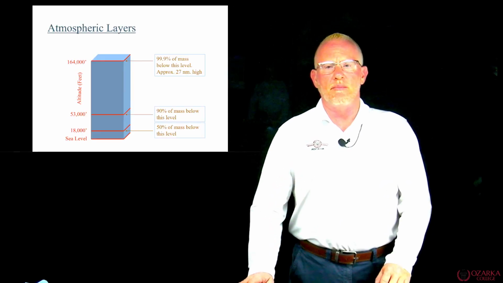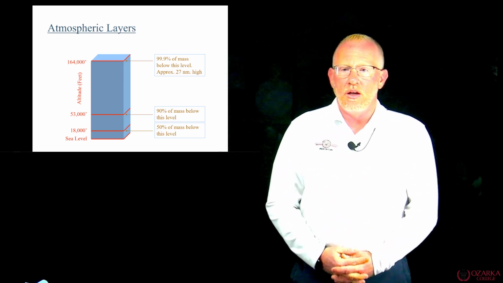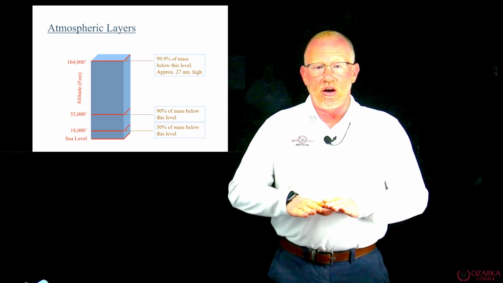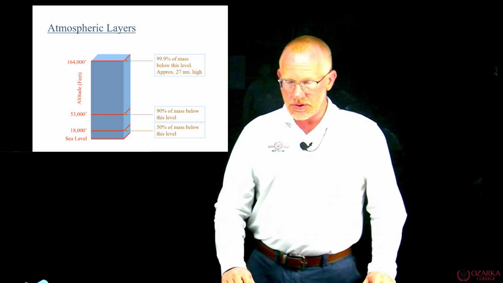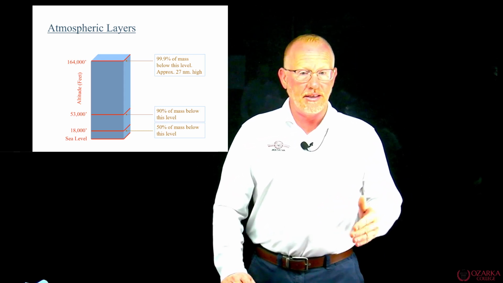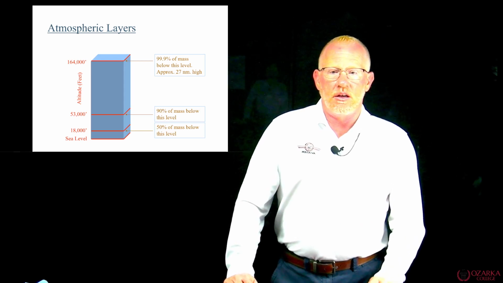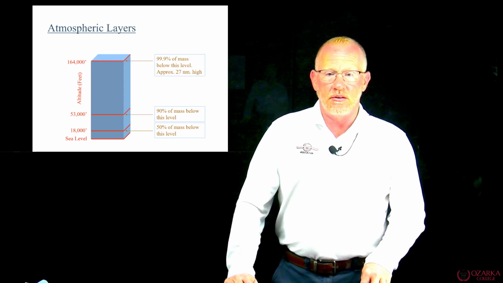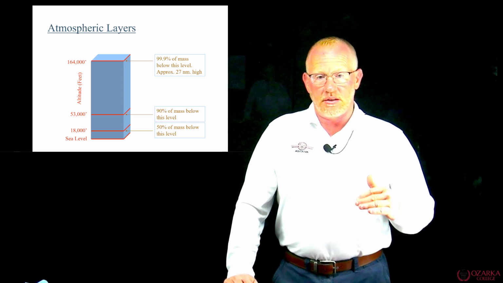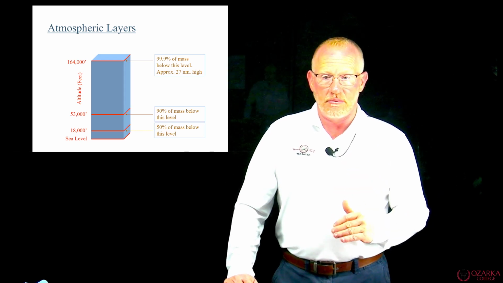So let's look at our atmospheric layers, okay? Now, we reference everything off of sea level, okay? So from sea level up to flight level 180, or 18,000 feet, 50% of the mass of our atmosphere is in this level. So 50% of the mass of our atmosphere is from 18,000 feet down to sea level.